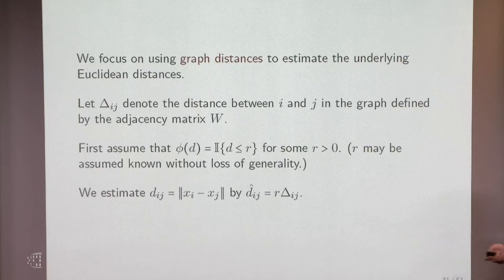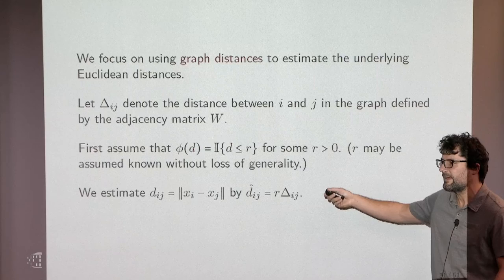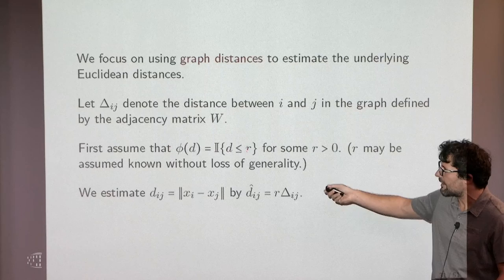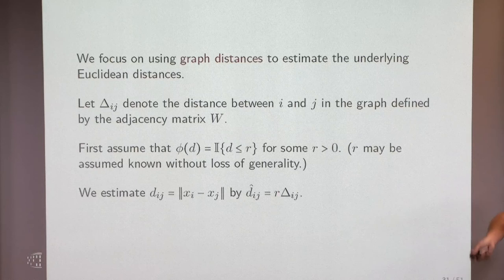If this link function is this one here, so it's 1 if below R and 0 otherwise, then we just put an R in front. Now phi could be unknown, but imagine that phi is really of this form, but R is unknown. Then I'm going to estimate up to a scaling. In a sense, I can assume that R is known because of that. If it's unknown, essentially I have a choice of the best R, and the result is up to scaling, which is lost forever.